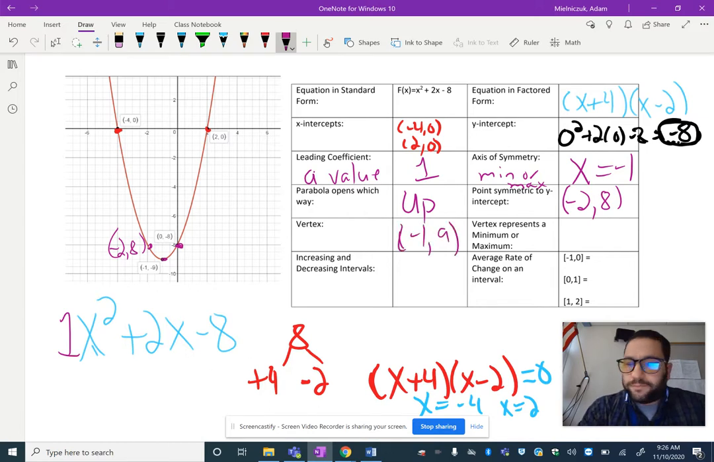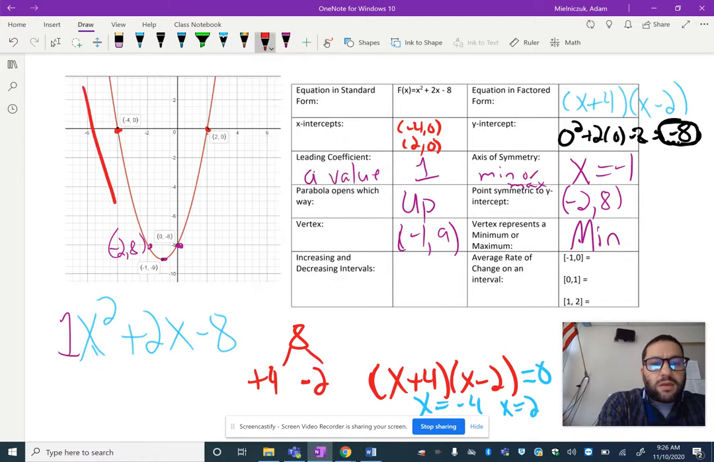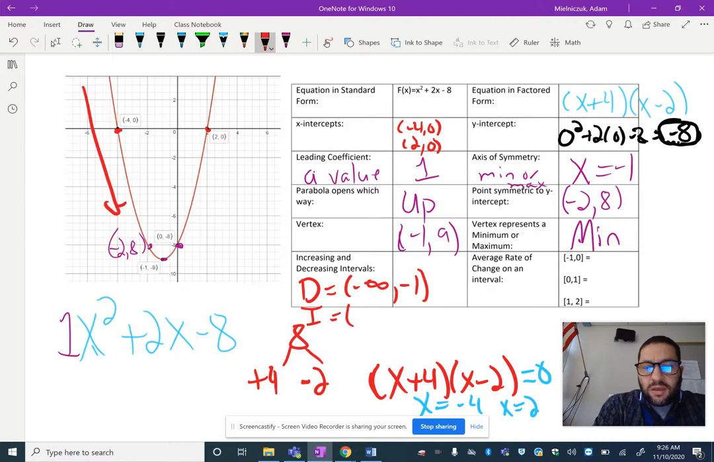That's our bottom point. Does the vertex represent a min or a max? What's our lowest point? So it is a min. Increasing and decreasing intervals. Well, it is going downhill, so it's decreasing from negative infinity all the way down to x equals negative 1. And it's increasing from negative 1 to infinity. That's the lowest point, and then it starts to go back up.